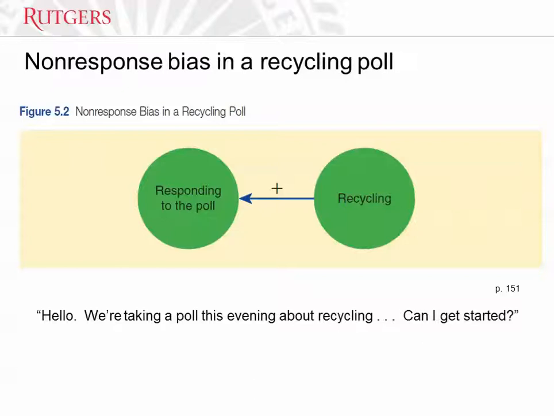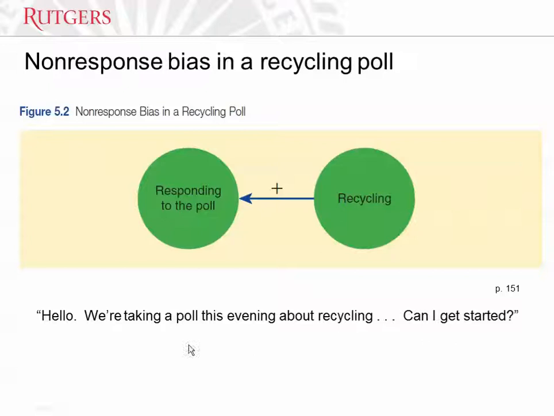Let's say we begin the survey by saying, hello, we're taking a poll this evening about recycling. Can I get started? It'll just take 5 minutes of your time. We'll ask a few questions. Now, it could be that people who are already recycling, who are interested in and care about recycling, are more willing to participate. And those who don't recycle and don't care about recycling may be embarrassed or uninterested or even hostile to the topic of the survey. So that would be a case in which the propensity to respond might be directly related to the thing we're trying to measure in the survey, which is the recycling behavior.